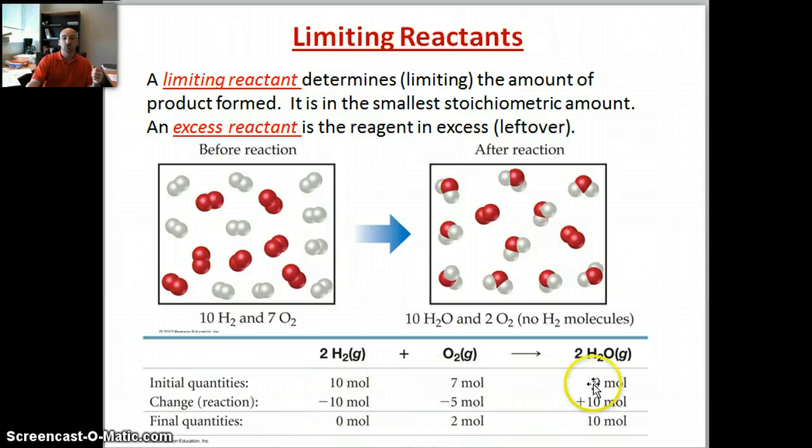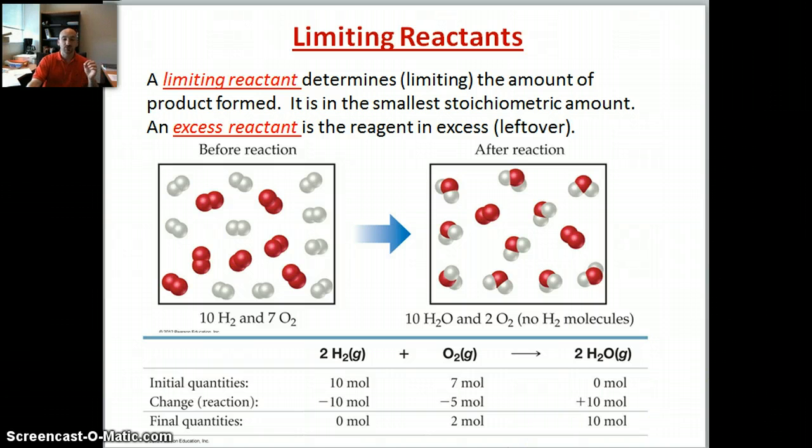That's just shown here in this equation, where we have 10 moles of hydrogen gas that we're starting with. We use all 10 moles. We have 0 left. With the oxygen, we started with 7. We use 5. We have 2 left. And with the water molecules, we end up with 10 moles total. So we can identify the limiting reactant as the hydrogen gas because we have 0 left over. The excess reagent is the oxygen gas.